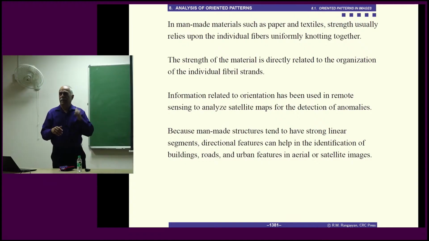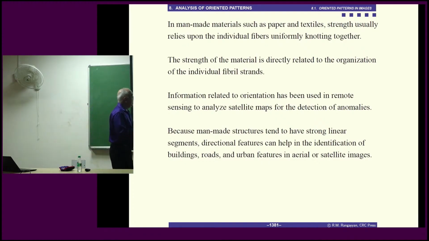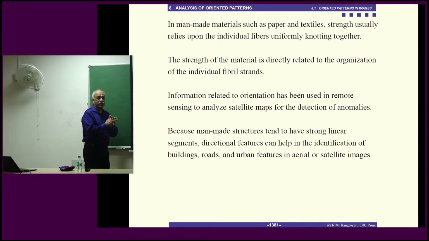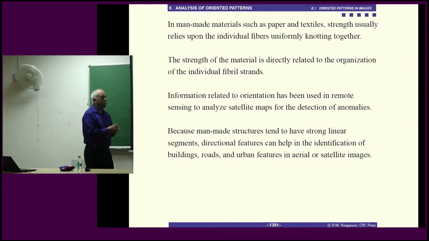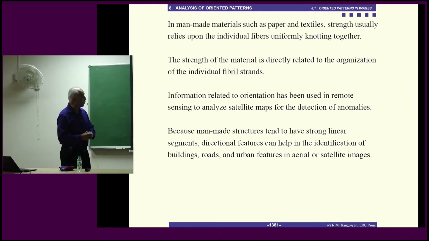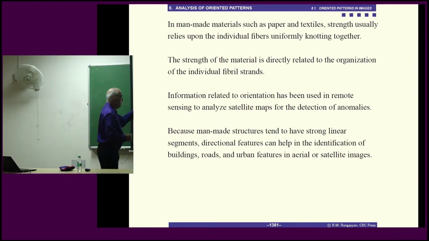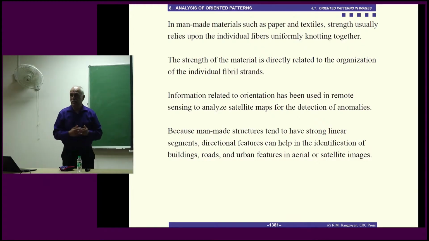that constitutes that material. So information related to orientation has been used in remote sensing to analyze satellite maps or aerial photogrammetry for the detection of anomalies or even structures, man-made patterns and natural patterns like rivers, buildings, and farm land, and so on. So because man-made structures tend to have strong linear segments, then directional features can help in the identification of these structures.